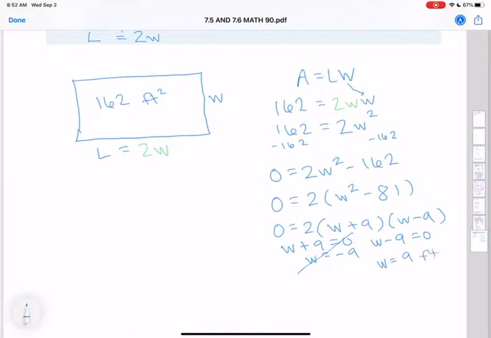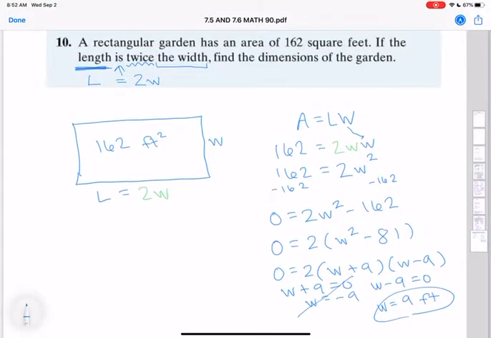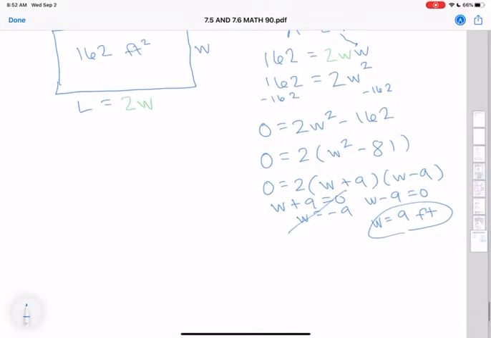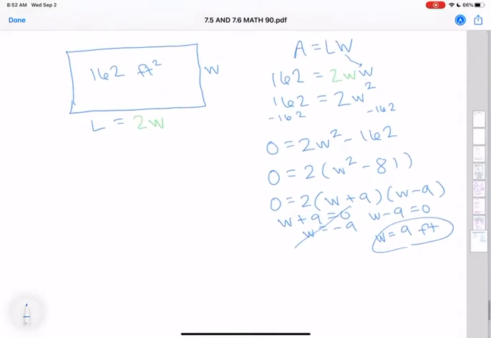Okay, and again, it's a story problem, so you want to label it. Am I done? A lot of people stop right there because they're like, well, I did all this work. I drew a picture, I had my formula, I plugged it in, I got an answer, and I'm all done. But if you go back and reread the problem, it says, if the length is twice the width, find the dimensions of the garden. We found one dimension, right? So they want us to find both of them. So now we have to figure out a way to find the length.